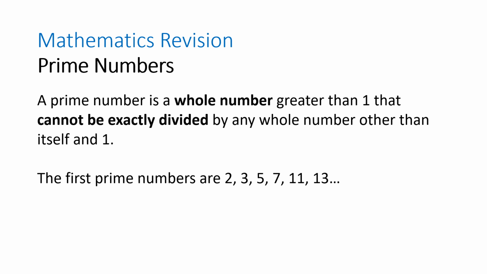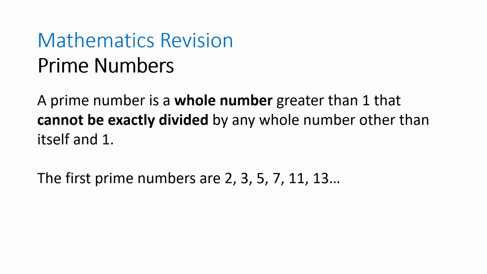So a prime number is a whole number greater than 1 that cannot be divided by any whole number other than 1 and itself. There is one very special prime number which we start with, which is 2. 2 is the only even prime number.